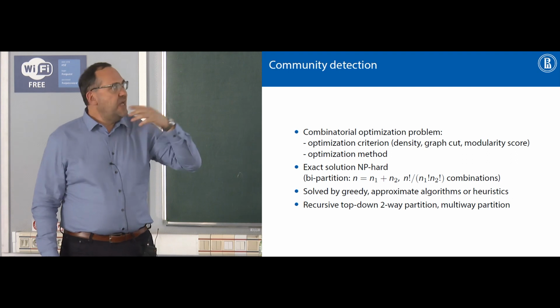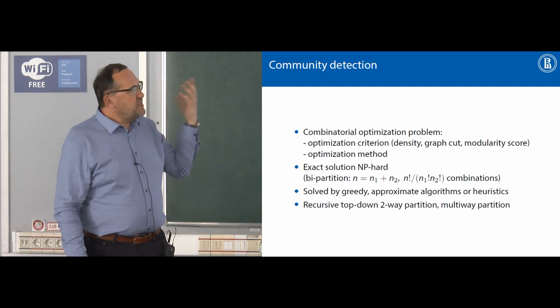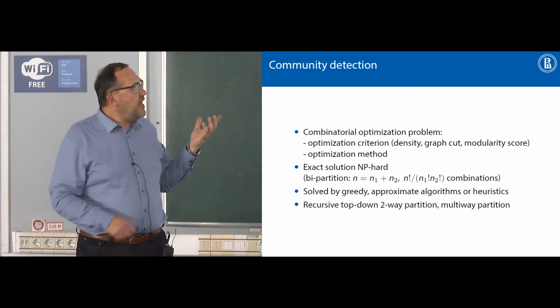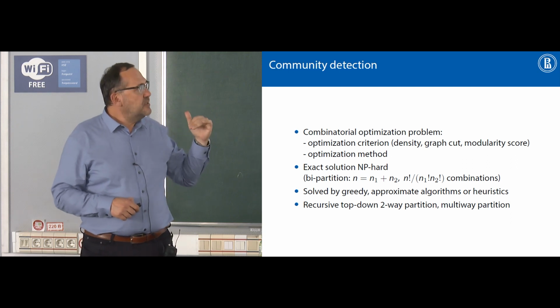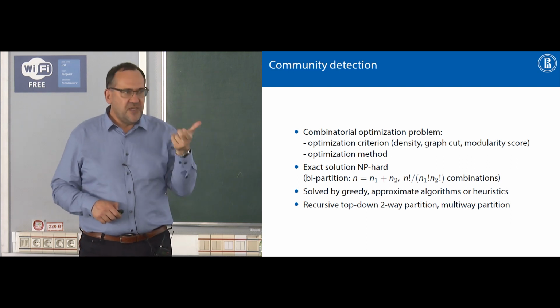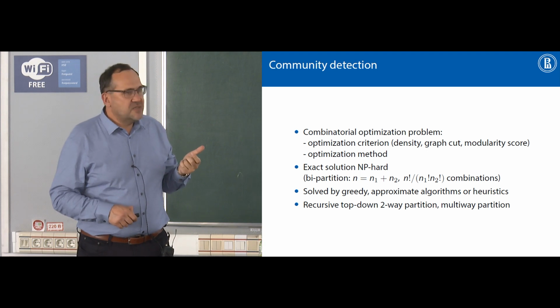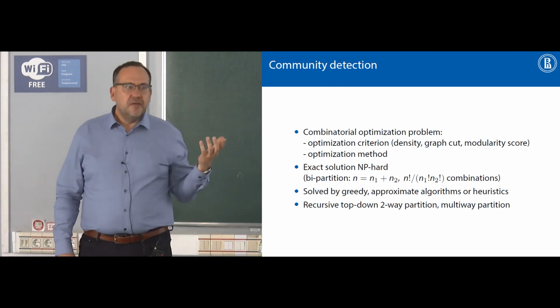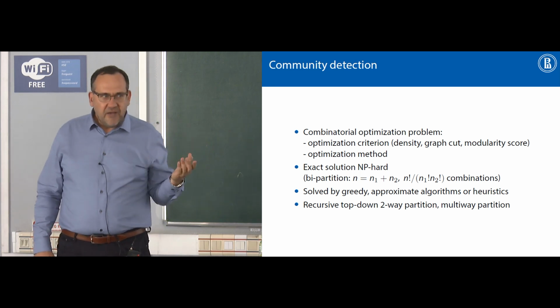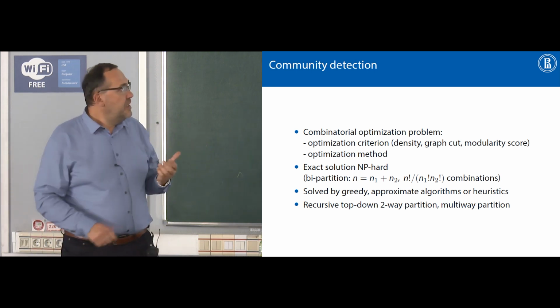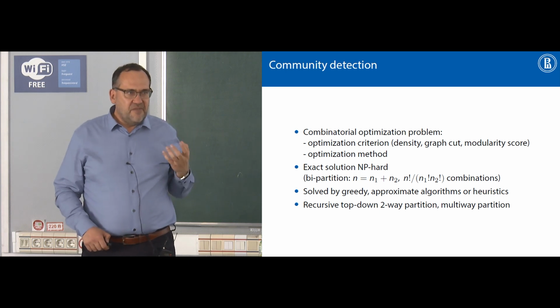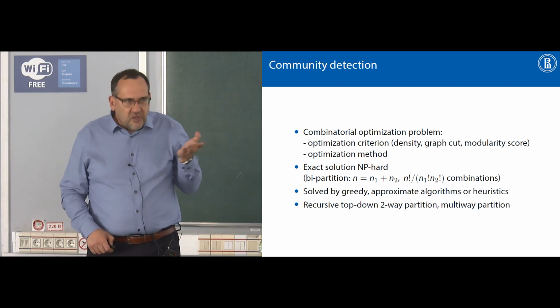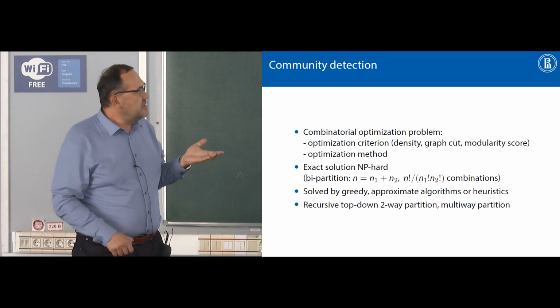So we have an optimization criterion. We know that we can either look at the density, or we can look at this graph cut, which is the number of edges we need to remove. We can use this modularity score we just looked at in the previous slide to see if what we have is a good community. But we also need a method for actually finding those good communities.